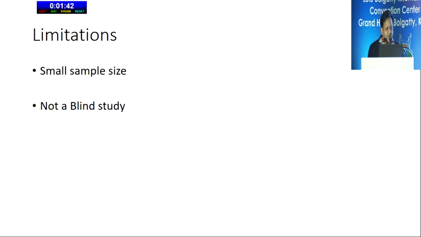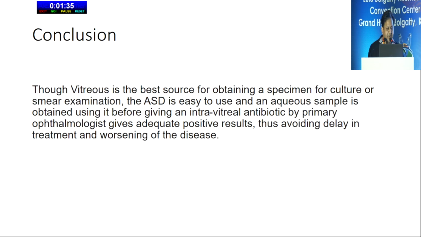The limitations of the study include a very small sample size, and it was not truly a blind or a double-blind study. To conclude, though vitreous is the best source for obtaining a specimen for culture or smear examination, the aqueous sampling device is easy to use, and an aqueous sample is obtained before giving an intravitreal antibiotic by a primary ophthalmologist. It gives adequate positive results, thus avoiding delay in treatment and worsening of disease. Thank you.